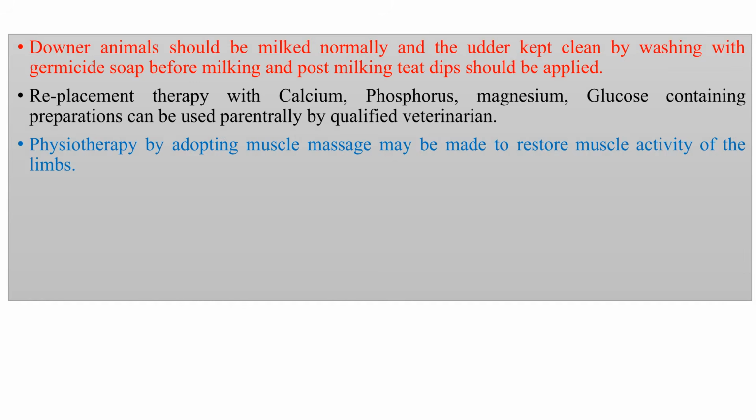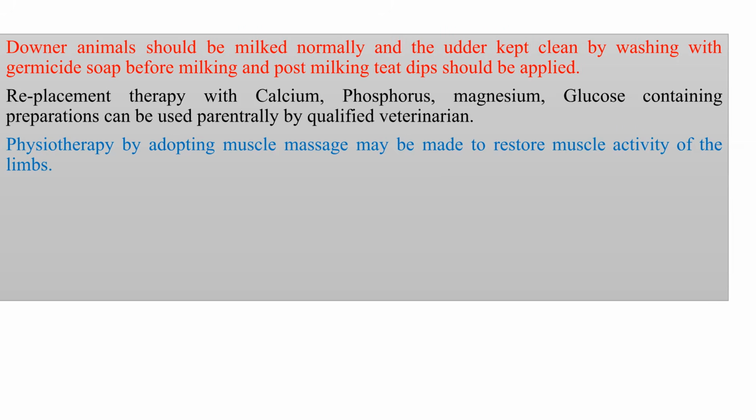Additional control includes normal milking, keeping the udder clean, and using post-milking teat dips. Veterinary supervision is required for replacement therapy with calcium, phosphorus, magnesium, and glucose. Physiotherapy through muscle massage can help restore limb muscle activity.